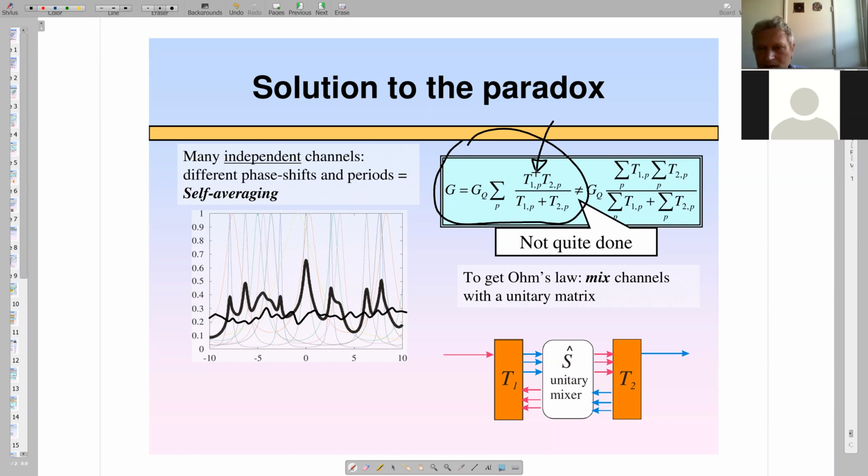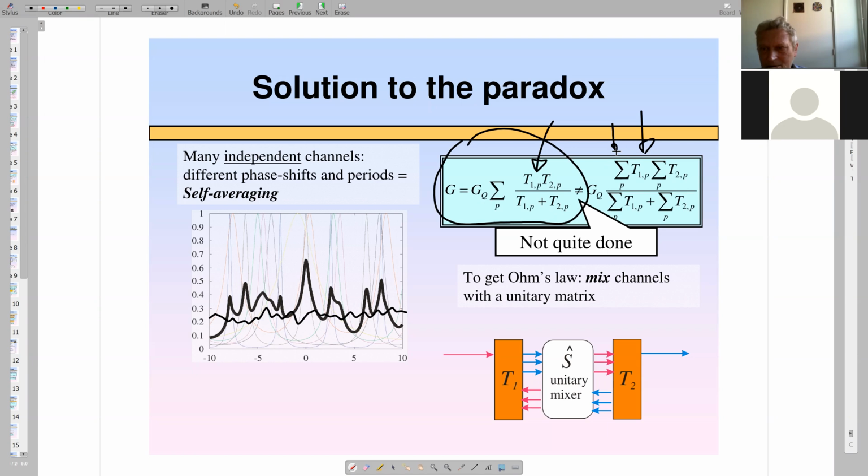And I sum up over these channels, but it's not quite Ohm's law for the whole system. Here it is. I need to get conductance, I have to sum up over all channels. So how to deal with this? It turns out that channels are not that individualistic. They don't cope with Ohm's law one by one. Rather, they do it together. How?